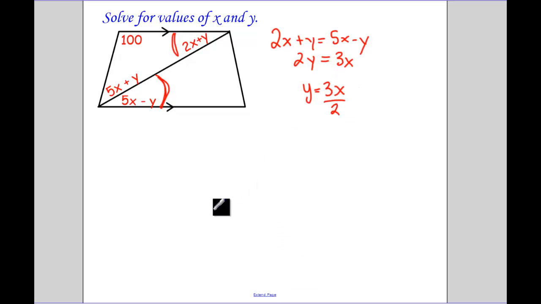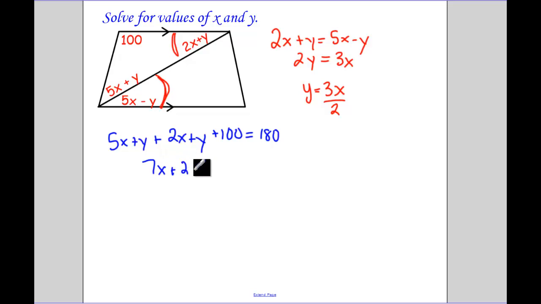Similarly, think about another equation we can set up. We don't have any exterior angles in our triangles, but we do have a big triangle there. We do have a triangle where 5x plus y plus 2x plus y plus 100 is equal to 180. Now combining like terms, I have 7x plus 2y is equal to 80.